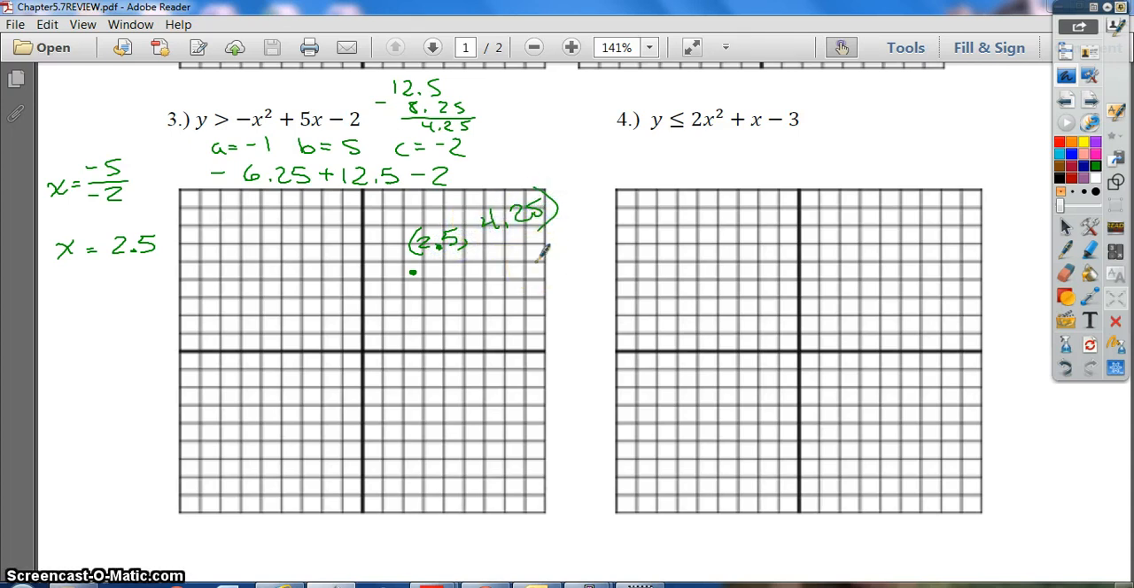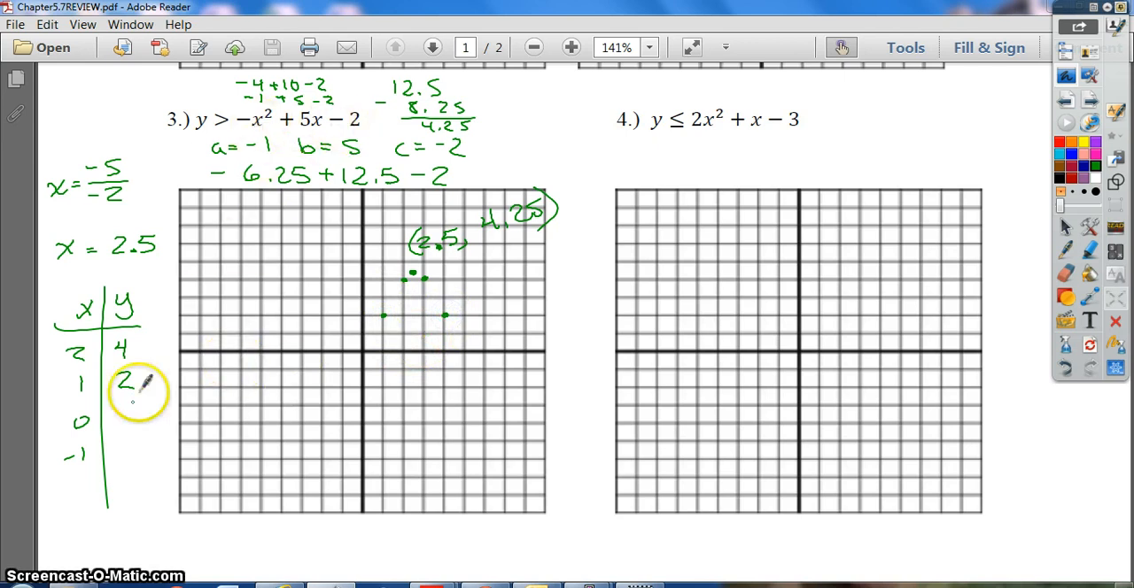So what I'm going to do is my t-chart. I'm going to test 2, 1, 0, -1 if I have. If I put 2 in here, I get -4 plus 10 minus 2. -6 plus 10 is 4. So 2, I'm at 4. Okay, if I put 1 in, I get -1 plus 5 minus 2. So that's going to be 2.